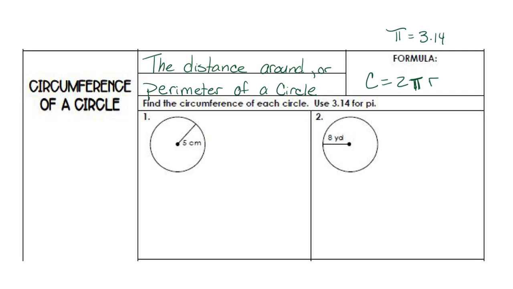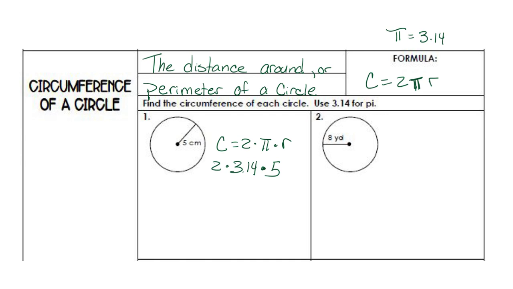Okay, so now looking at this first problem, I need to find the circumference of each circle using 3.14 for pi. So here I need to find this distance using what I know. I know the radius is 5 centimeters. So I'm going to write C equals 2 times pi times r. Enter the information I know. So 2 times 3.14 for pi times the radius of 5. Now this is multiplication. I need to multiply these 3 numbers. I can multiply these 3 numbers in any order.